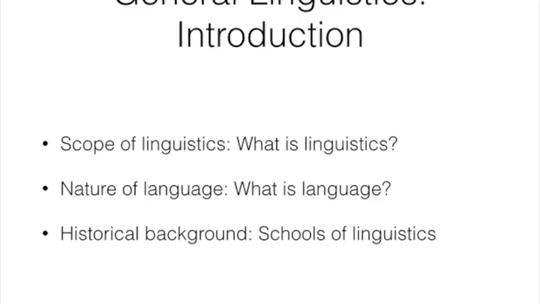It has a number of features that make it different from other means of communication, because as you know, animals do communicate. They have their own language. But human language has some interesting features that make it much better and different from other means of communication like animal language. So what are these features we're going to see? And then at the end, we'll discuss the historical background, that's to say, the developments of the different types of approaches of linguistics, and these are referred to as schools of linguistics.